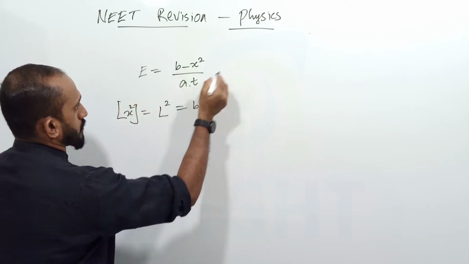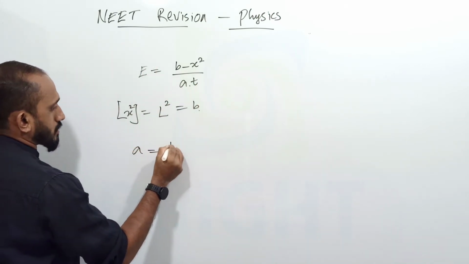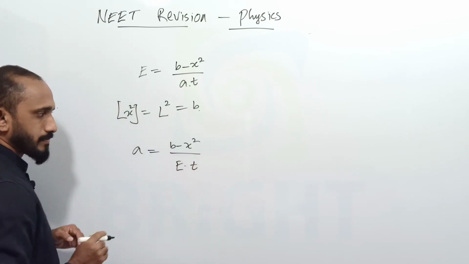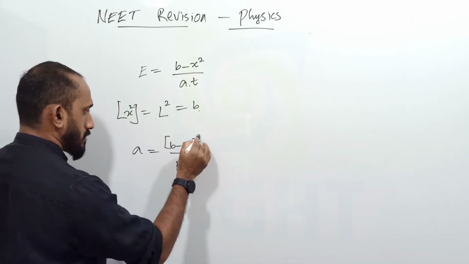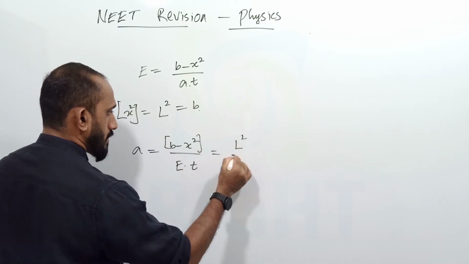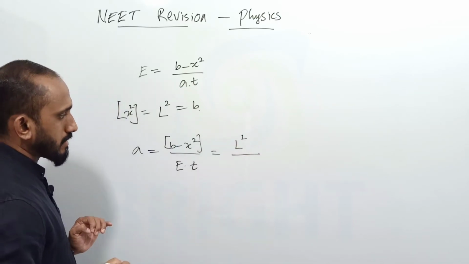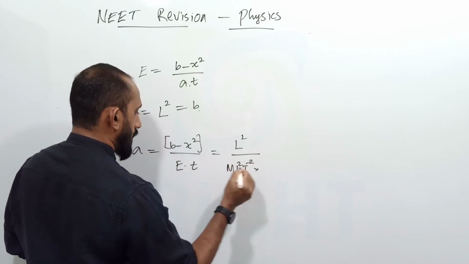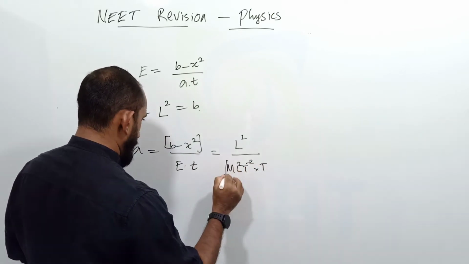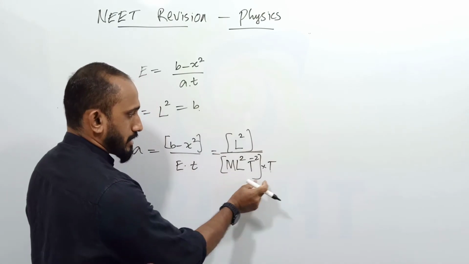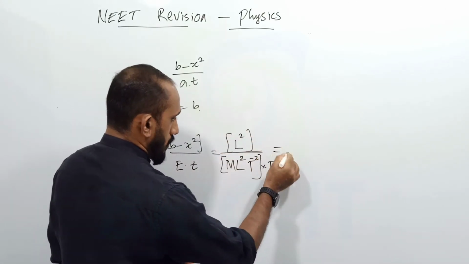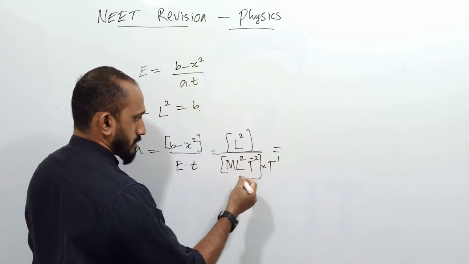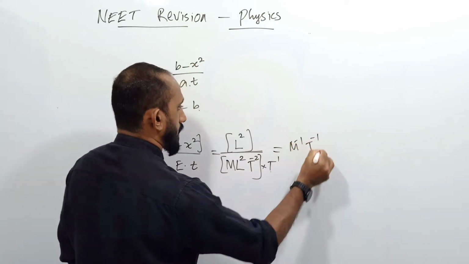This equation you can rearrange as A is equal to B minus x square by E into t. So the dimension of this is nothing but L square divided by the dimension of E, which is energy, that is M L square T power minus 2, into t, which is time T. This is for energy and this is for time. So if you resolve this, L square cancels, T power minus 2 and T power 1 cancel, so it will become M inverse T inverse.